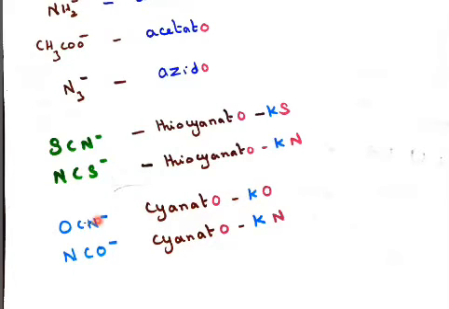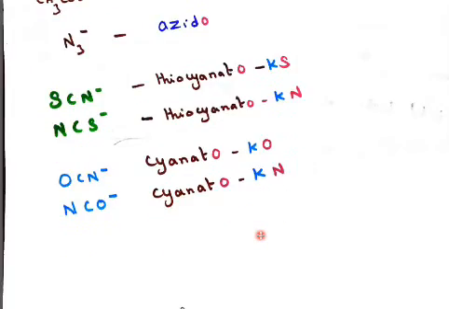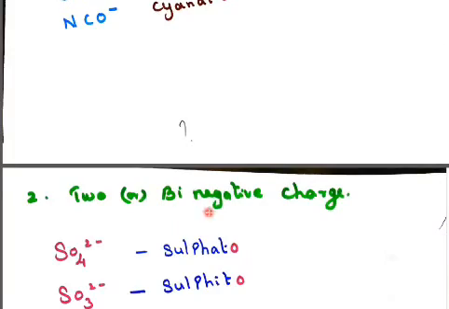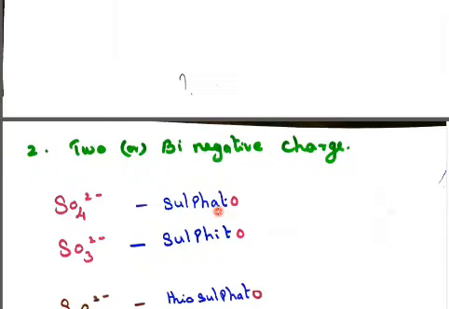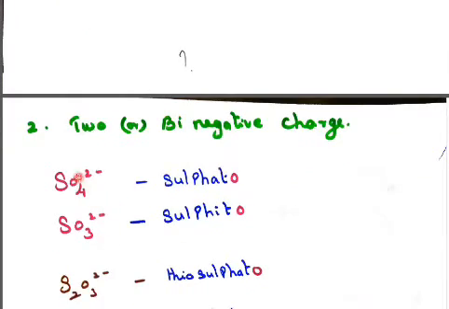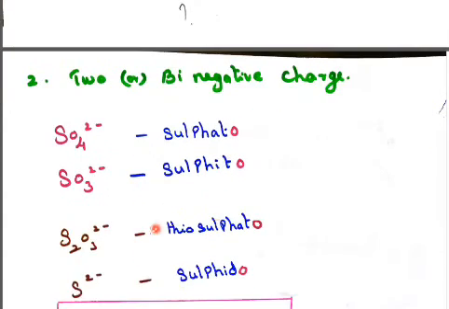But here the cyanate is called KO, and this isocyanate is called KN. Cyanato KO, cyanato KN. Then the two negative charges, that is 2 minus. SO4 2 minus is called sulfate. SO3 2 minus is called sulfite. So this is called sulfato and this is called sulfito. Thiosulfate: S2O3 2 minus is called thiosulfate.